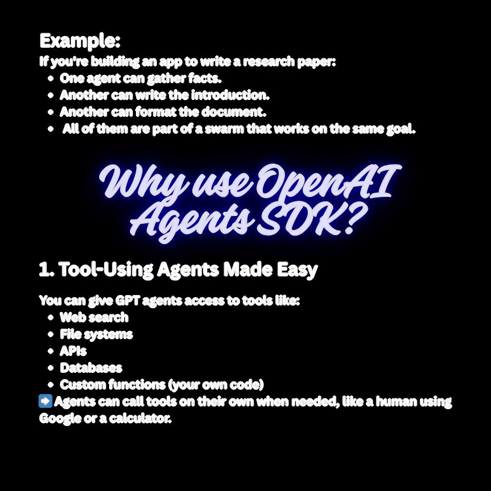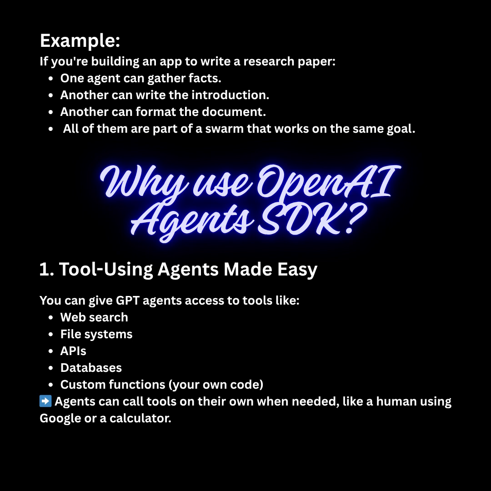Example: if you're building an app to write a research paper, one agent can gather facts, another can write the introduction, another can format the document. All of them are part of a swarm that works on the same goal. Why use the OpenAI Agents SDK? 1. Tool-using agents made easy. You can give GPT agents access to tools like web search, file systems, APIs, databases, custom functions, your own code. Agents can call tools on their own when needed, like a human using Google or a calculator.